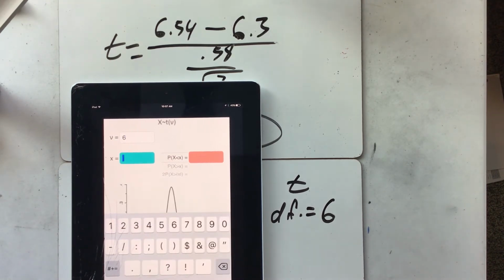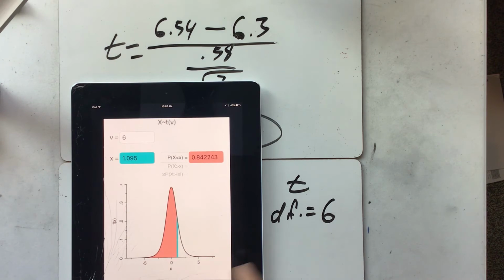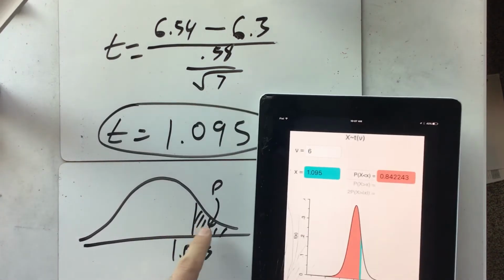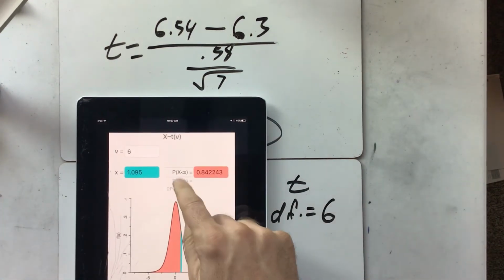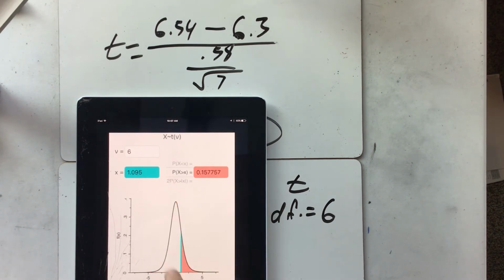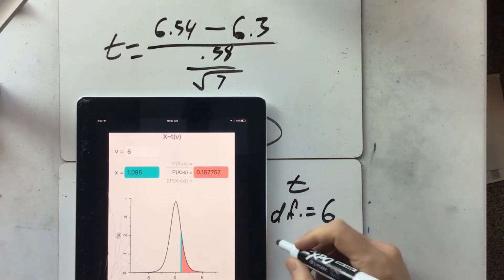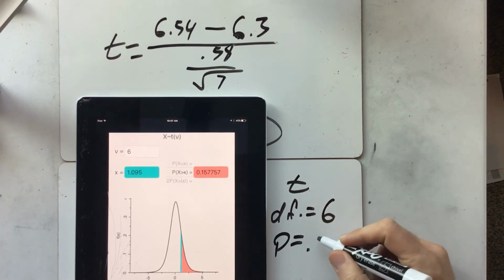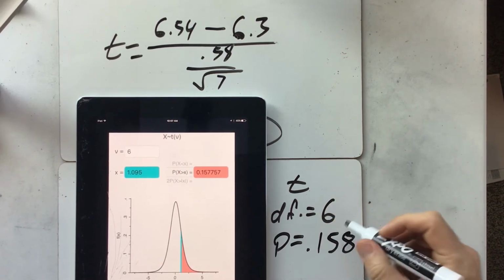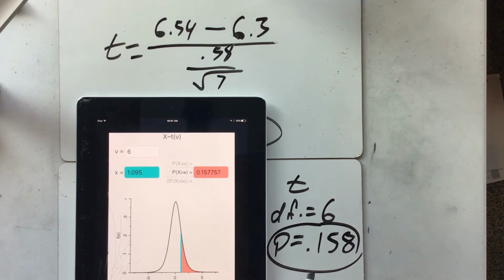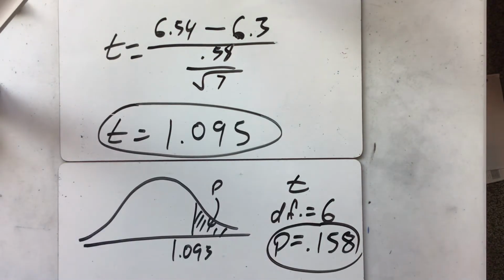And then I'll do 1.095 and hit enter. And notice I've got the left-hand side. That's not the picture that I want, is it? I want the right-hand side. So I'm going to switch to that picture. So now I've got the picture that I want. So what is my p-value? My p-value is 0.158. So 0.158 was my p-value.